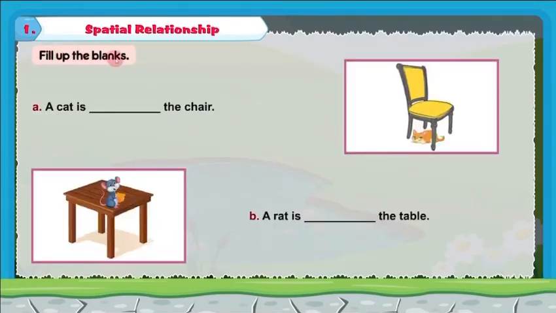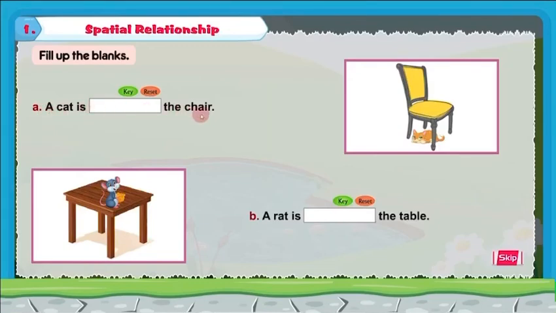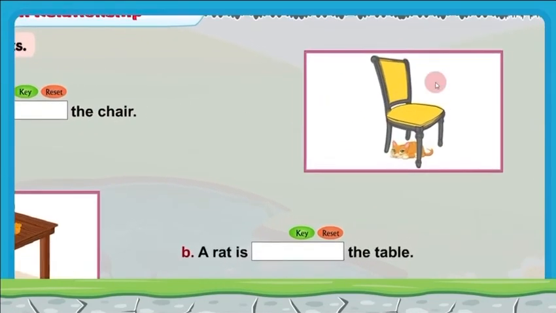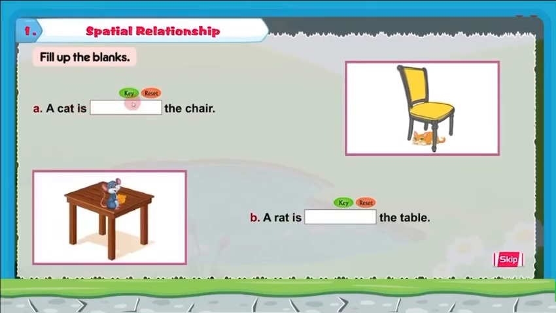Fill up the blanks. A cat is dash the chair. Yes, this is the picture. In this picture, we can see a chair, a cat. So where is the cat here? The cat is under the chair. So we have to write here under. A cat is under the chair.